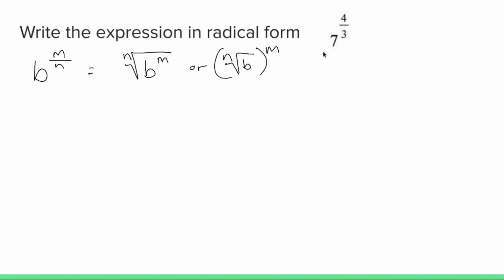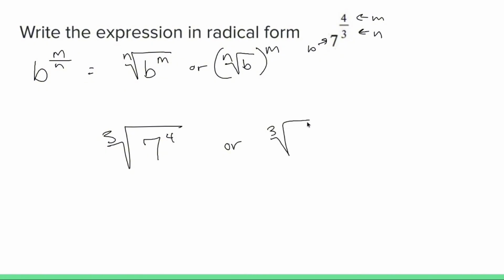So with this case, you would be my b, you would be my m, and you would be my n. So I could write this one of two ways. I can write this out as the cubed root of 7 to the 4th power, or I can write this out as the cubed root of 7, all of it to the 4th power. Either way, it's the same exact thing.